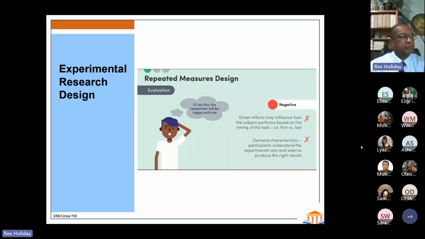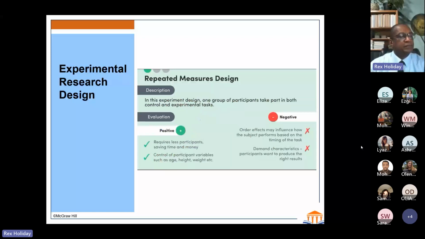So for a repeated measures design, the same participants are used for the control and experimental conditions. This has advantages, as your sample can be smaller, which saves you time and money, and there's greater control of participant variables. But there are also disadvantages, including order effects and increased possibility of demand characteristics. Lovely.